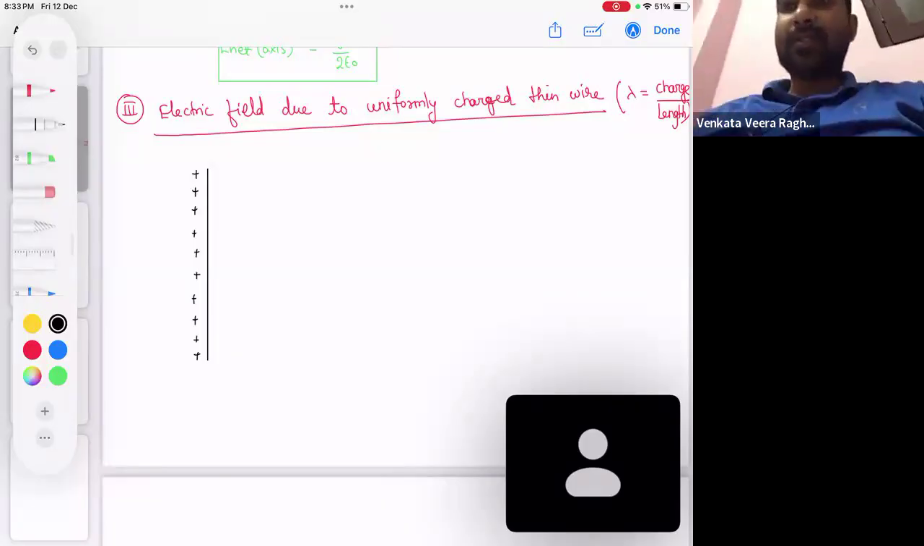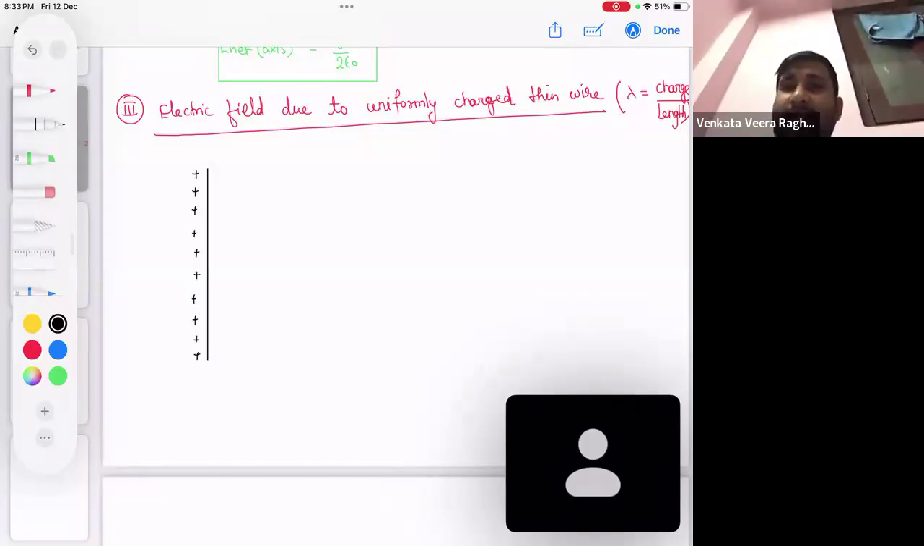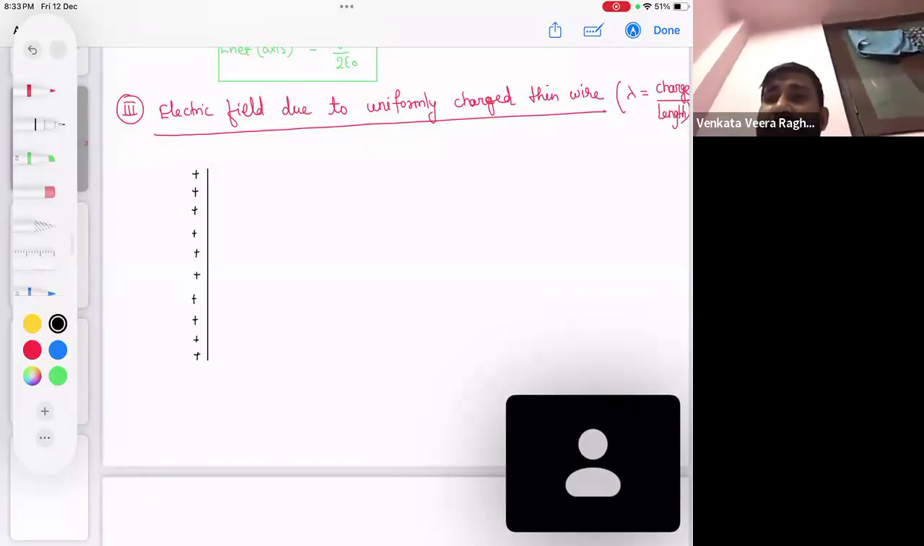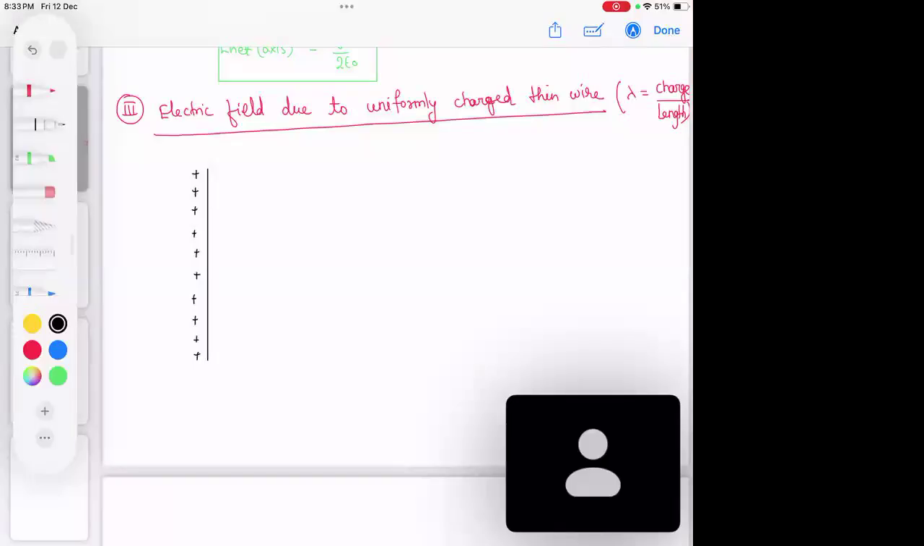Or only symmetric point? Symmetric point. You tell. Or should I discuss with you unsymmetric point also? What will be the calculation? Sir, unsymmetric point, then we can do it for both symmetrical.